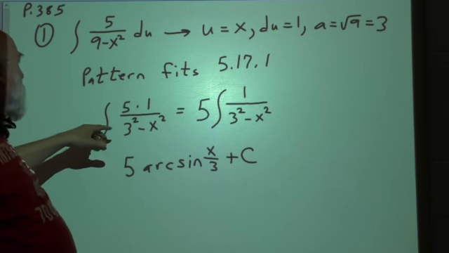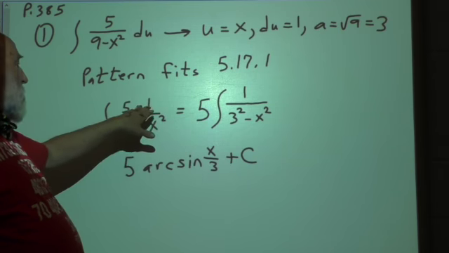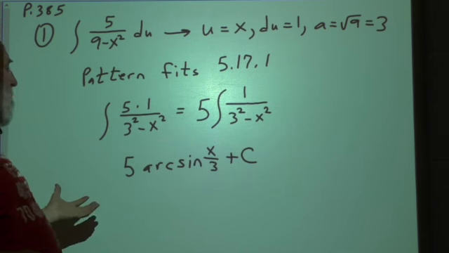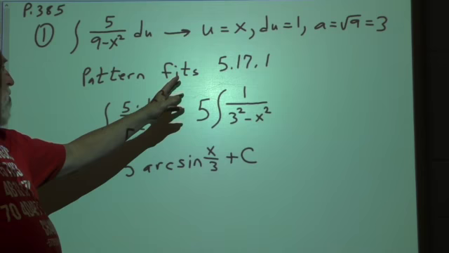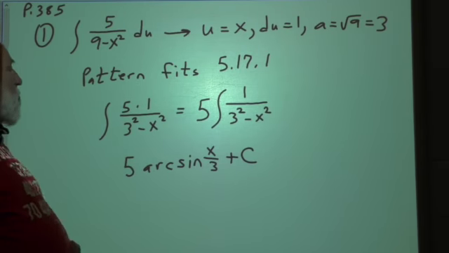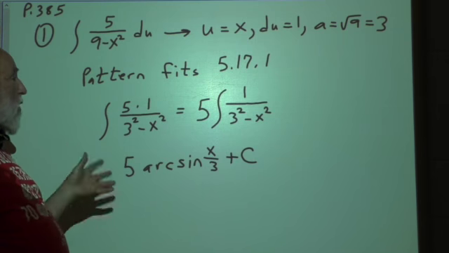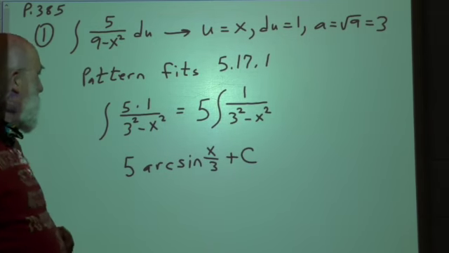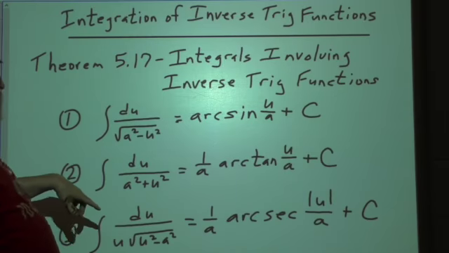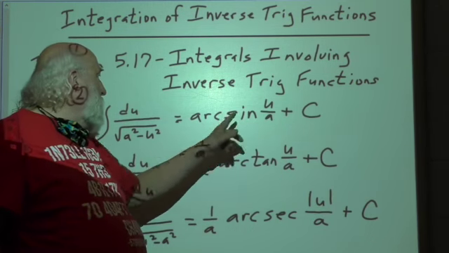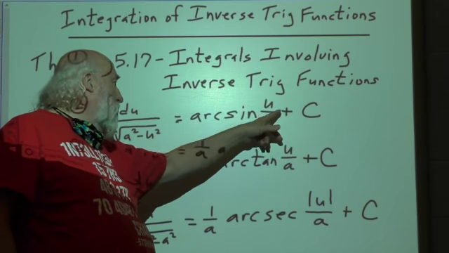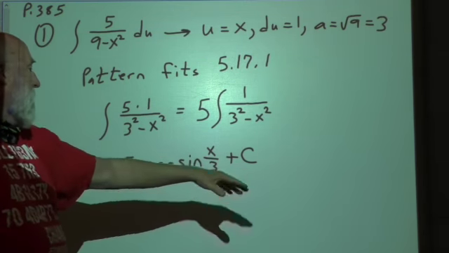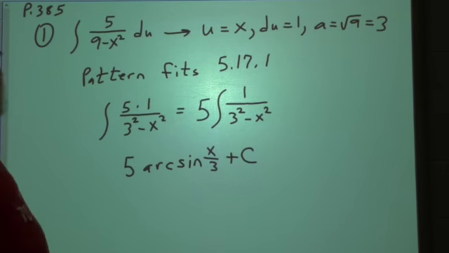We do want 1 on top, so since 5 is 5 times 1, we're going to pull the 5 out to fit that pattern. So it's going to be 5 times the integral of 1 over the square root of 9 minus x squared, which I've rewritten in the form of 3 squared minus x squared, where a is 3 and u is x. To fit that pattern, since a is 3 and u is x, this is the arcsine of x over 3 plus c for that part, multiplied by 5 on the outside, and there you have your answer for number 1.